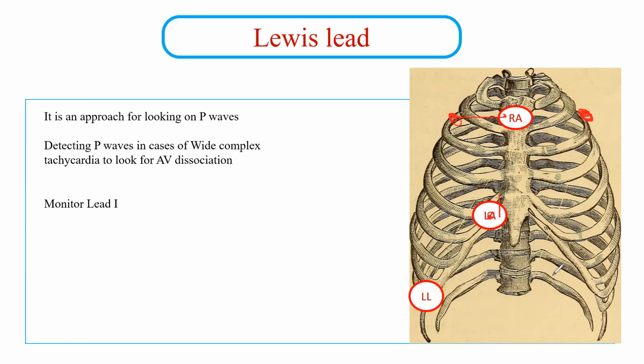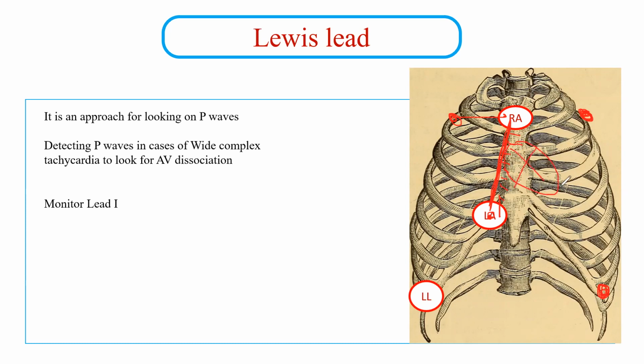And the last one, the left leg lead, instead of putting it here, we shift it down to the opposite side, to the right lower costal margin. Now, if we remember, lead one was the difference between right arm and left arm. And now still, lead one will be between right arm and left arm. So lead one will be at this point, looking at the heart from the atrium, right? Because the atrium is like this here.